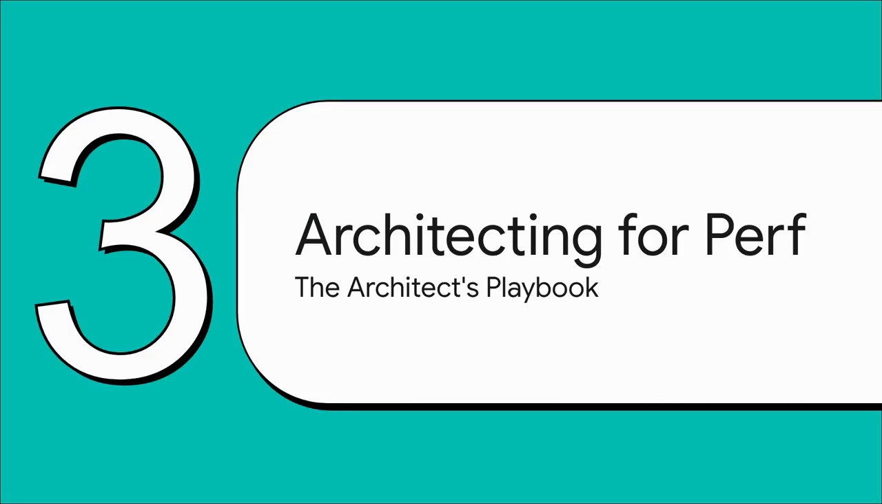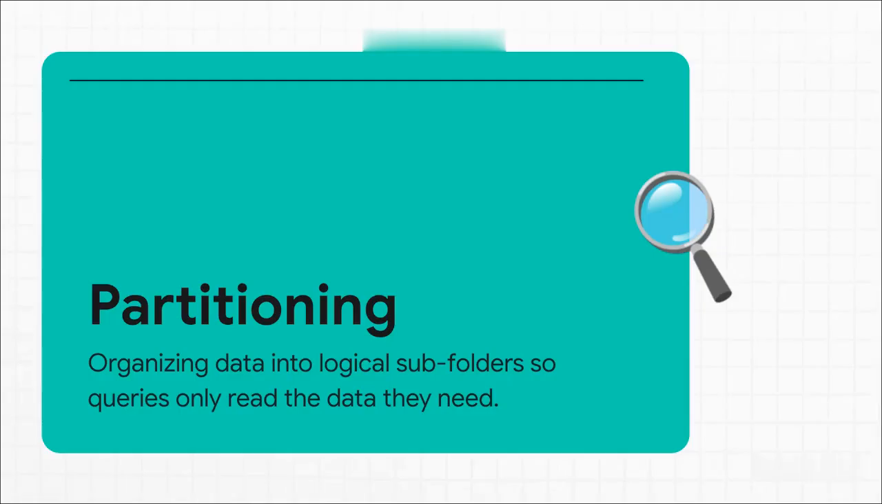It's time to take a step back, put on our senior architect hat, and look at the playbook. There are 3 core principles that will completely change the game here. First up, partitioning. This is huge. Instead of that one giant messy folder, we're going to create a clean, logical folder structure. Think year, then a subfolder for month, then a subfolder for day.